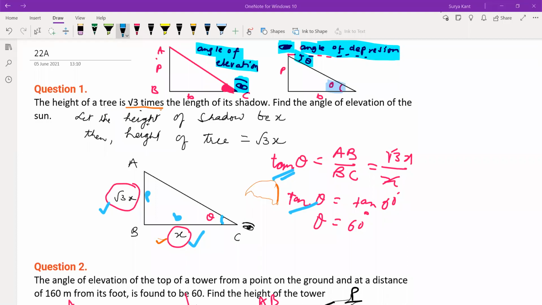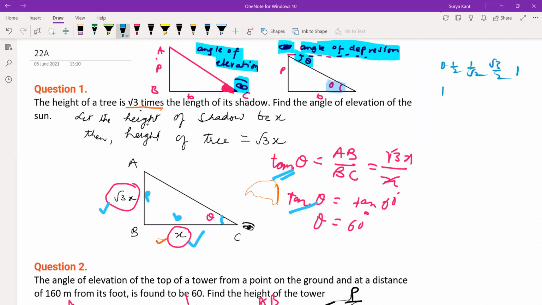So first of all, you should know the angles of sine, cos, and tan. Only three things you remember: sine, cos, and tan. So sine of 0 is 0, then 1 by 2, 1 by root 2, root 3 by 2, and 1. All of you know that.